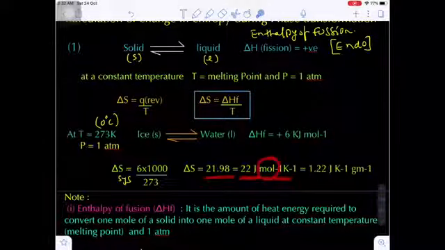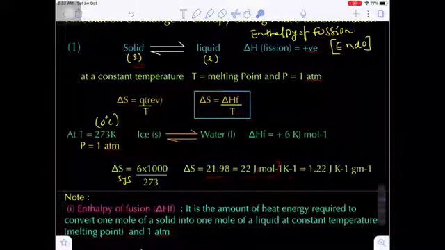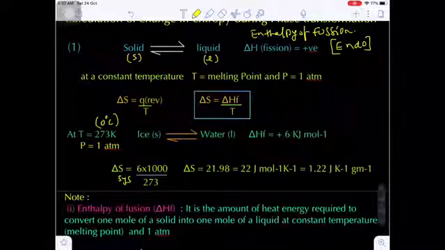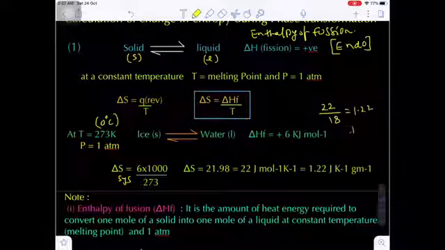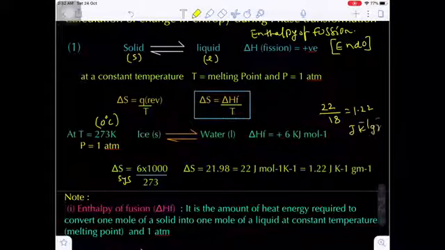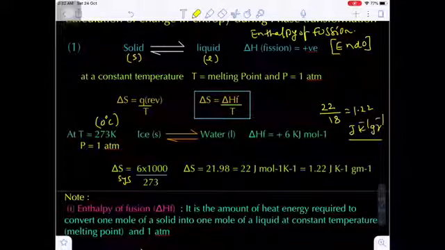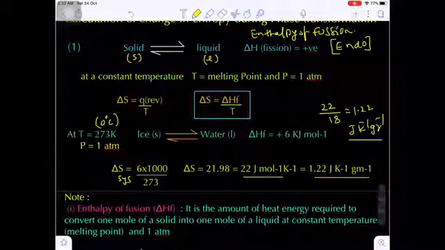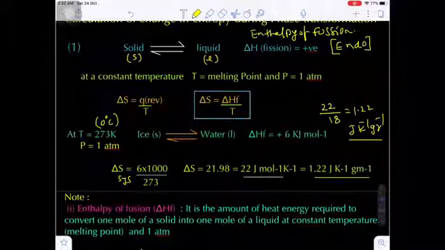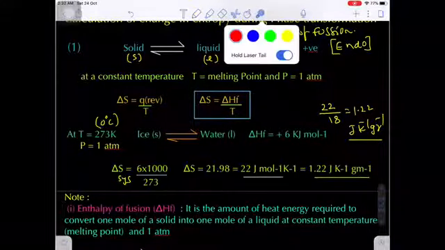Suppose this is for 1 mole of a system. Suppose the molar mass of water is 18, so dividing by 18, that means 22 upon 18, you will get approximately 1.22. This will be joule per Kelvin per gram. So this is in terms of 1 gram of ice to become water, and this is for 1 mole of ice to become water. What will be the change in the entropy? 22 joule per mole per Kelvin, otherwise 1.22 joule per Kelvin per gram. So this is a very important question.